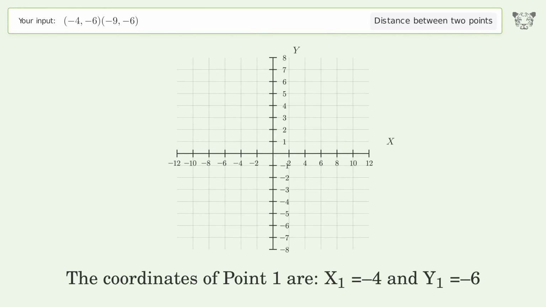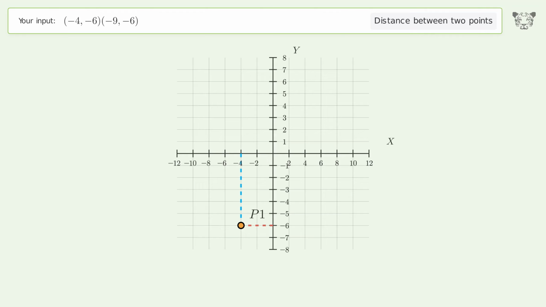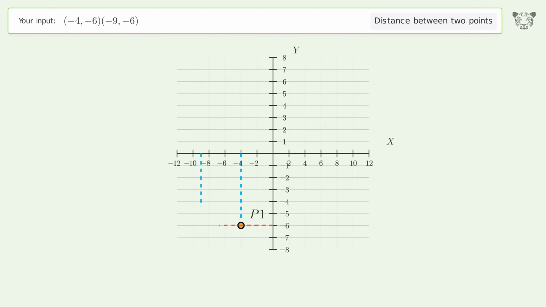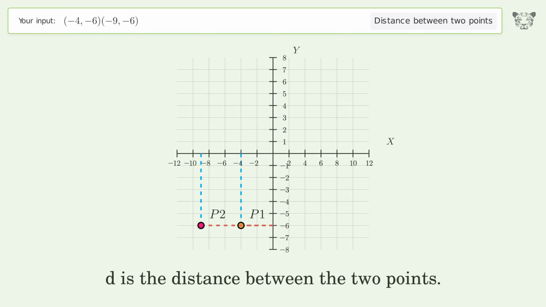The coordinates of point 1 are x1 equals -4 and y1 equals -6. The coordinates of point 2 are x2 equals -9 and y2 equals -6. D is the distance between the 2 points.